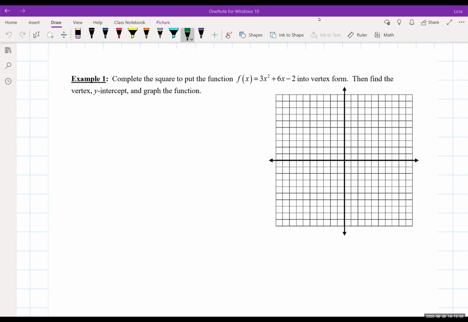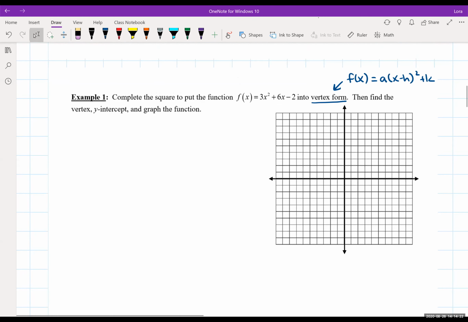Let's take a look at completing the square to put the functions in vertex form. Let's remind ourselves what vertex form is first. One of my favorite forms. Just remember, it's the one where just by reading it, you can tell what the vertex is. That's very, very useful when we start to graph it.